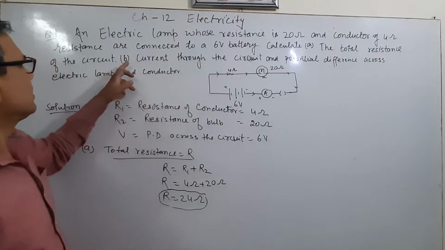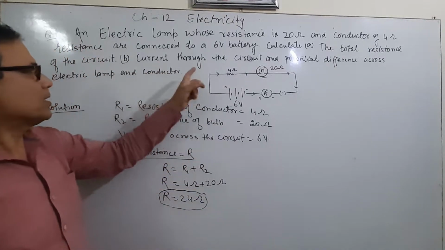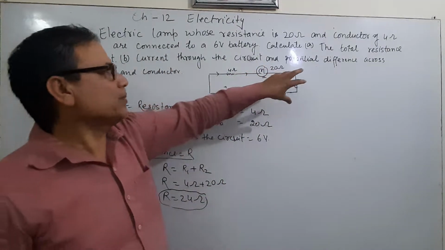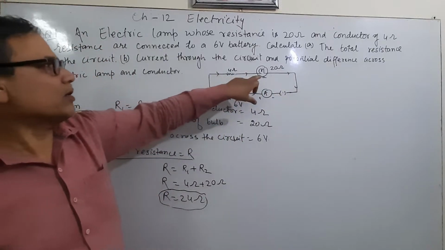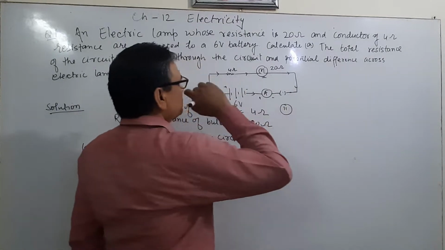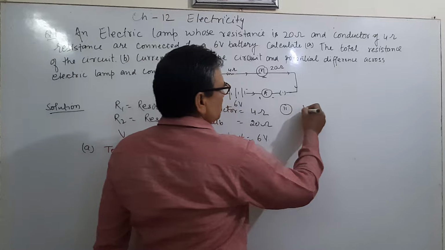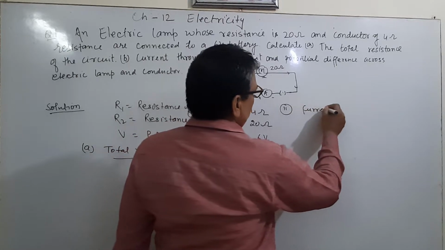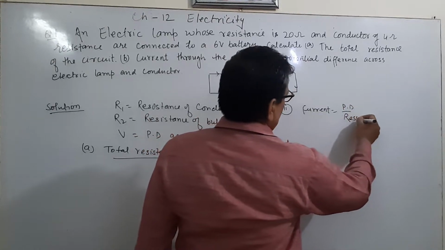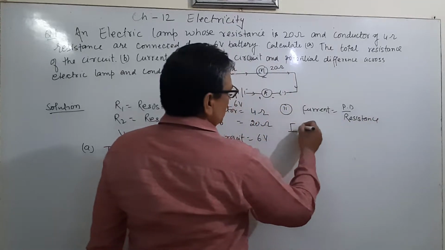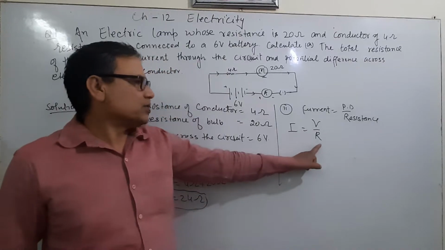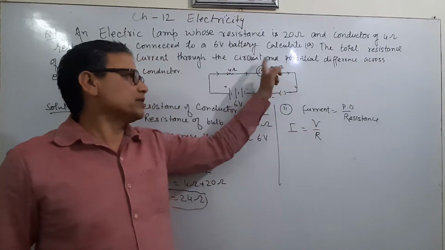Now the second part: the current through the circuit. We have to find the current which flows through the circuit, that is, the current of the whole circuit, and the potential difference across R1 and across R2. What is the current? We know current is equal to potential difference upon resistance, I is equal to V upon R, R being the total resistance of the circuit and V the potential difference across the circuit.